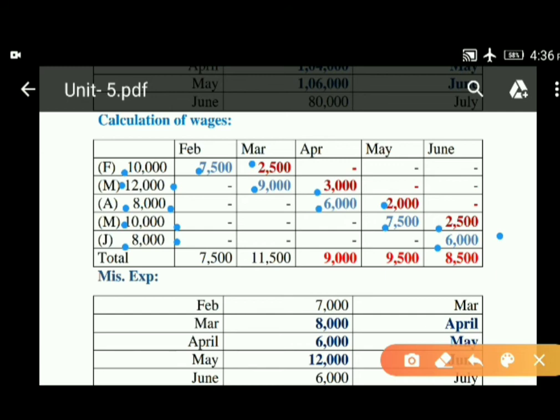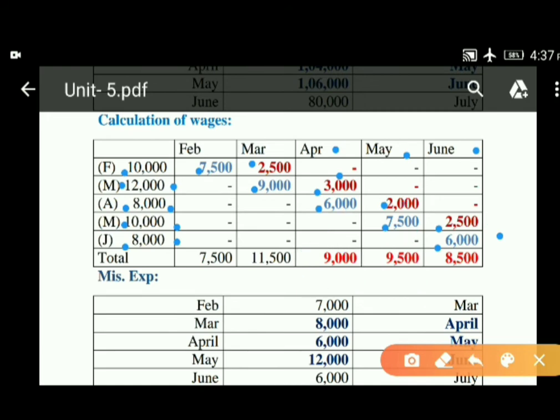Now here, for how many months are we going to prepare the cash budget? 3 months. So what are they? April, May, and June. So this information only we need to take into consideration. The total amount payable in the form of wages in the month of April is 3,000 plus 6,000, 9,000. And next, in the month of May, 2,000 plus 7,500, 9,500. And in the month of June, 2,500 plus 6,000, 8,500. That means we need to take into consideration only these 3 months' wages.